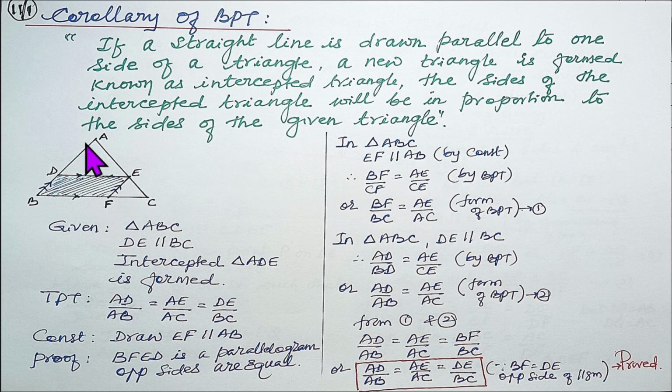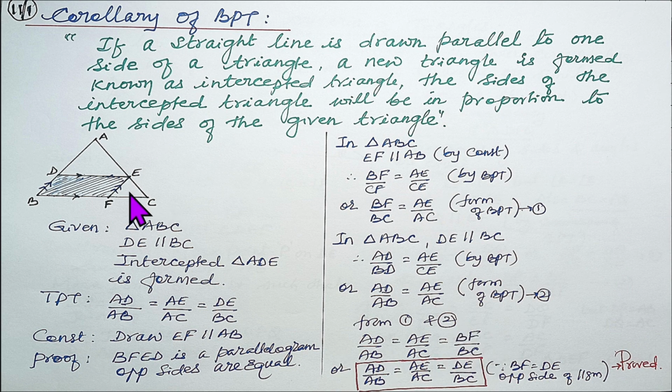Now also FE is parallel to AB, or EF is parallel to BA. That means BF upon CF is equal to AE upon CE by BPT. By writing the other form of BPT, we have BF upon BC is equal to AE upon AC. And that is 1, the other one is 2. So comparing 1 and 2, we have AE upon AC the same on RHS. Therefore, we can equate BF upon BC is equal to AD upon AB. Therefore, AD upon AB is equal to AE upon AC is equal to BF upon BC. So all three can be equated.